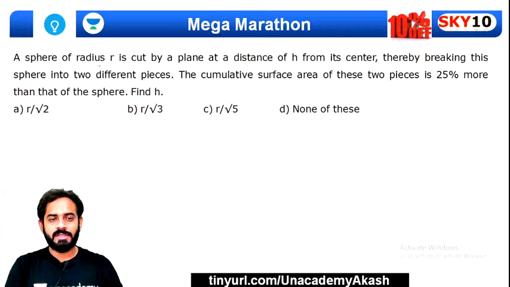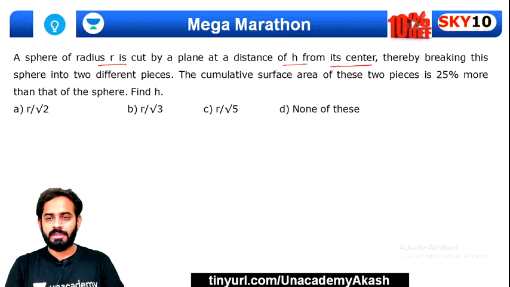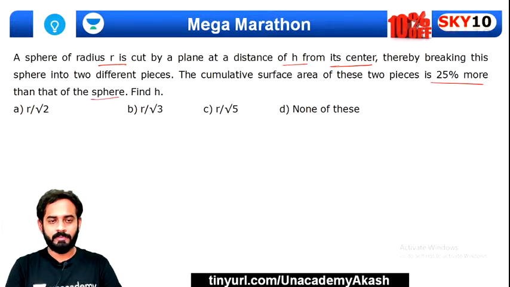Now, a sphere of radius r is cut by a plane at a distance of h from its center, thereby breaking this sphere into two different pieces. The cumulative surface area of the two pieces is 25% more than that of the sphere. Find h.